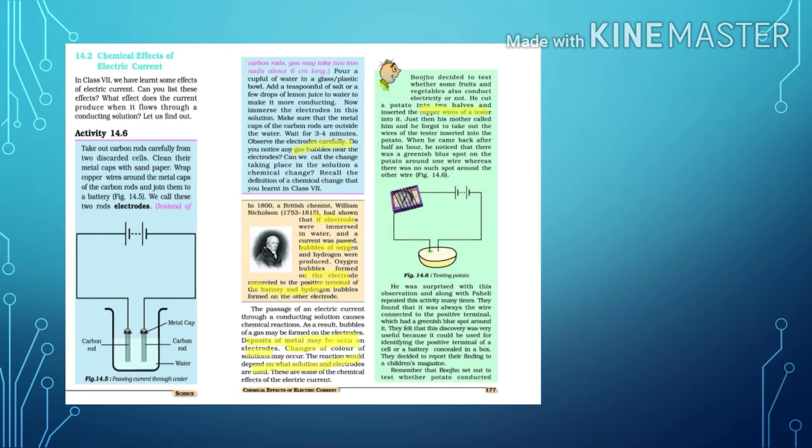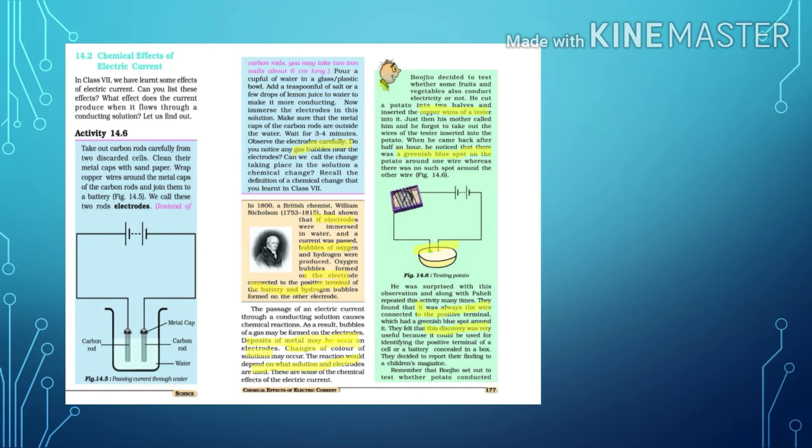What happens after that? When he came back after half an hour or 1 hour, what did he notice? He noticed a greenish blue spot on the potato near one wire, whereas near the second wire no spot was there. He was surprised. Then he repeated this activity many times, and he found that always around the wire connected to the positive terminal there is a spot. So what happens?